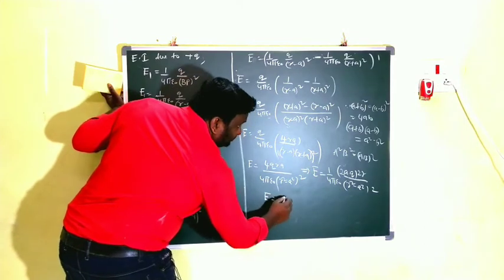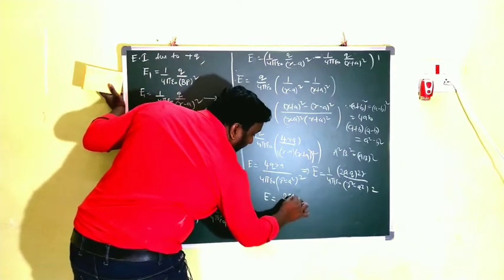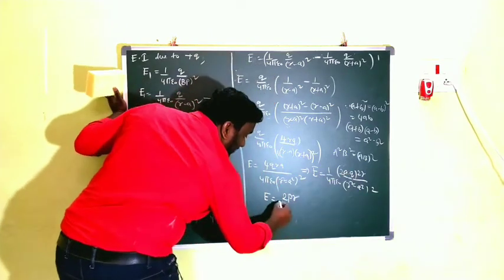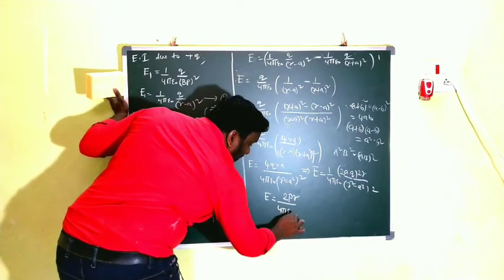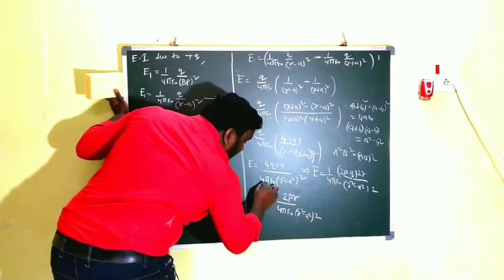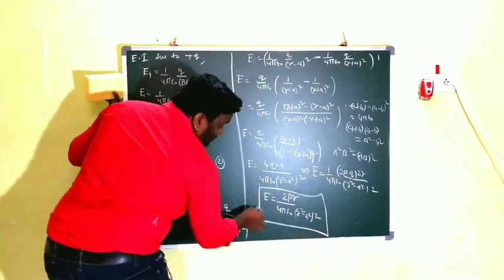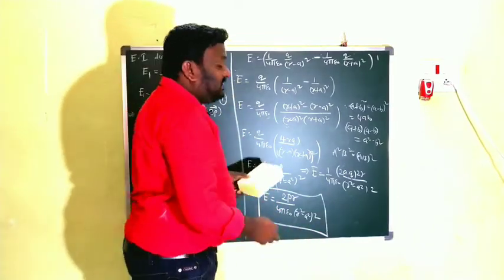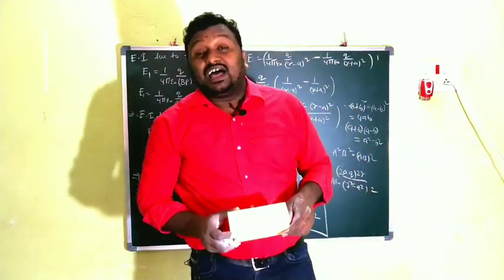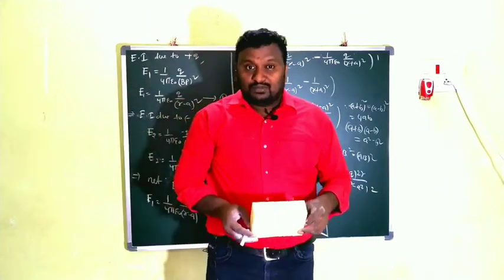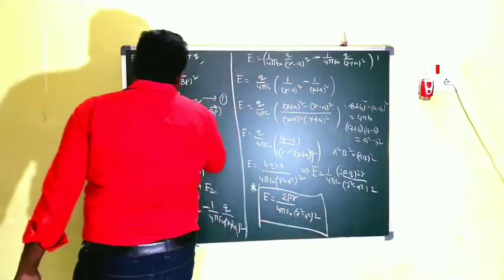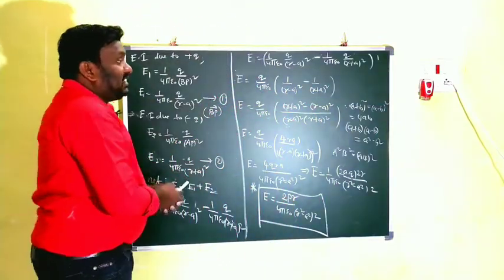Then what equation do you get? E is equal to 2pr, where 2a into q, this value is p. So E is equal to 2pr by 4 pi epsilon naught into (r square minus a square) whole square. So this is the expression for the electric field intensity at a point on the axial line of a dipole. Clear, children? I think up to now it is very clear. From equation 1 to equation 2, I think you are very clear.